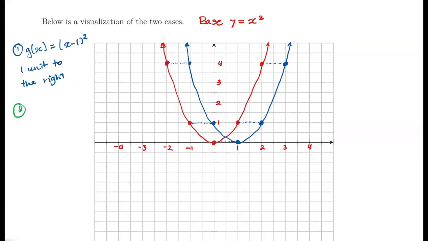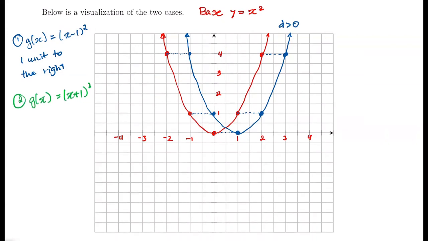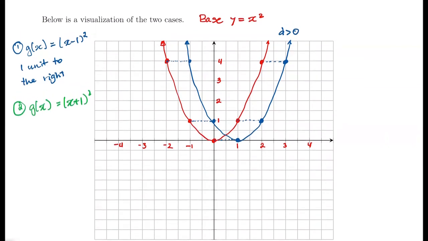Let's say we have g of x still. Now let's say we move it 1 unit to the left. The blue graph represents when d is greater than 0. The green graph that I'm going to do is going to be when d is less than 0. So if we take the base function, we're going to move it 1 unit to the left. So it's going to go from -2 to -3, -1 to -2, from 0 all the way to -1.